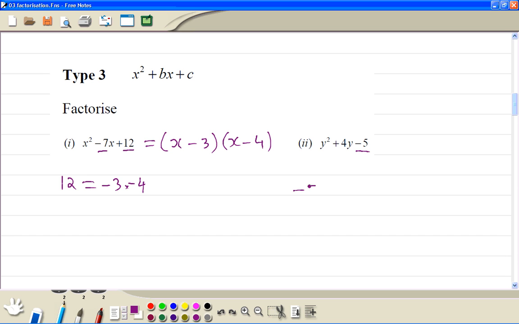Factors of minus 5 that add up to plus 4. It's 5 times minus 1. So we have y plus 5 times y minus 1.